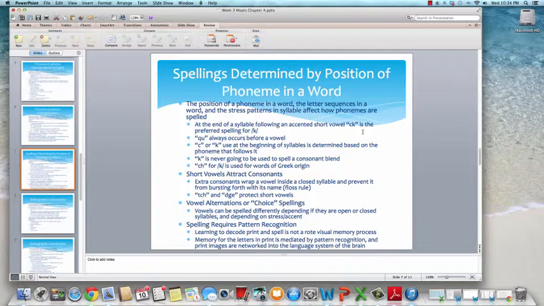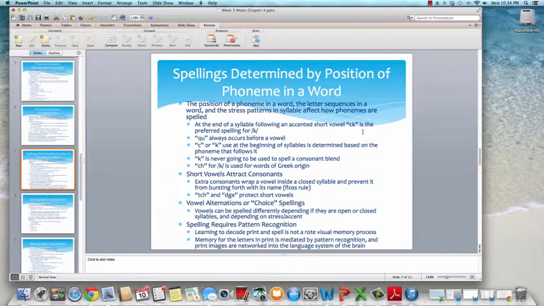K is never going to be used to spell a consonant blend. We're always going to be using C to spell the blends. And then CH for K is used for words of Greek origin. So that's how the origin is influencing the word positioning, where we have it like chorus or orchestra.